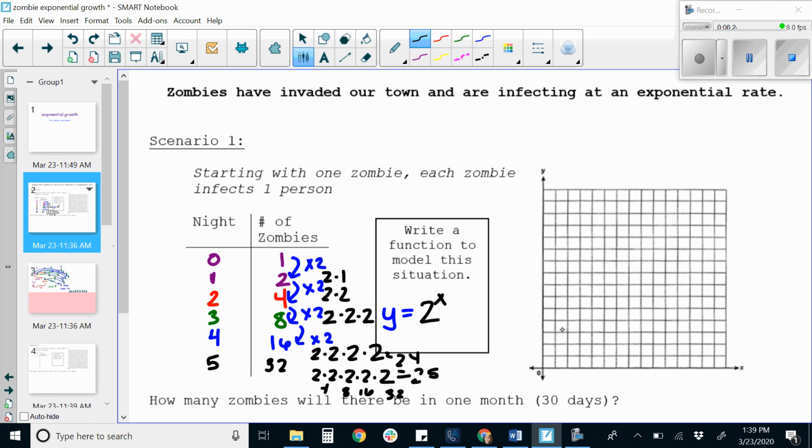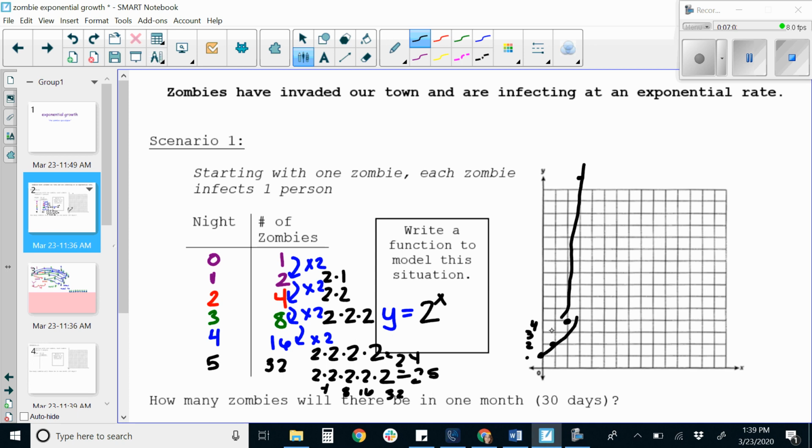If we were to plot these points, let's look. 0, 1, we start at 1. 1, 2, 2, 4, 4, 16. 1, 2, 3, 4, 5, 6, 7, 8, 9, 10, 11, 12, 13, 14, 15, 16. This is already off of my graph. So maybe I should have thought about counting by something else, huh?